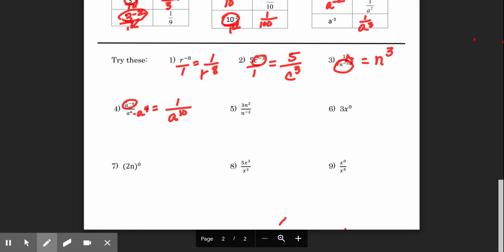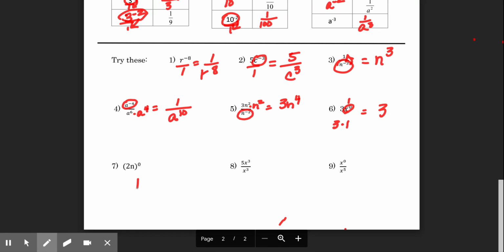I think I'm going to go ahead and just move this to the top. So it'd be times n, and that negative 2 becomes a positive 2. So now I have 3n to the 4th power because 2 plus 2 as an exponent is 4. Number 6, x to the 0 power right here, that's a 1. So basically it looks like 3 times 1, which is 3. Number 7, all of this 2n is in parentheses, so it's raised to the 0 power, so that's equal to 1. Let's take a look at number 8.